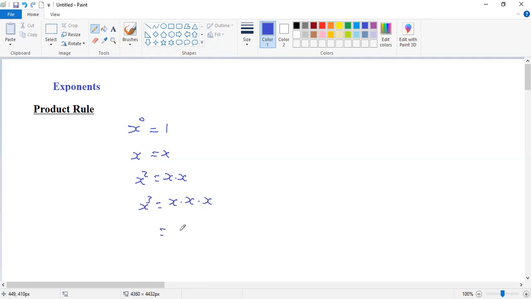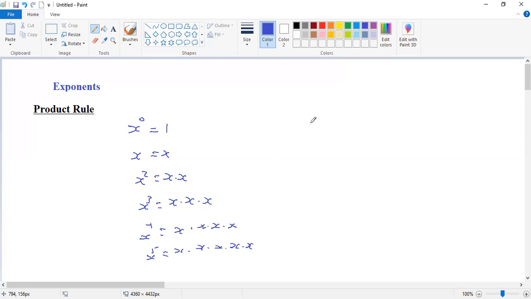Multiply by x. Now I have x to the 4. See, here we have x to the 1, then x to the 2, which is x times x, and x to the 3, where x multiplies itself 3 times, then x to the 4, and so on. If I say x to the 5, this means x times x times x times x times x, 5 times.